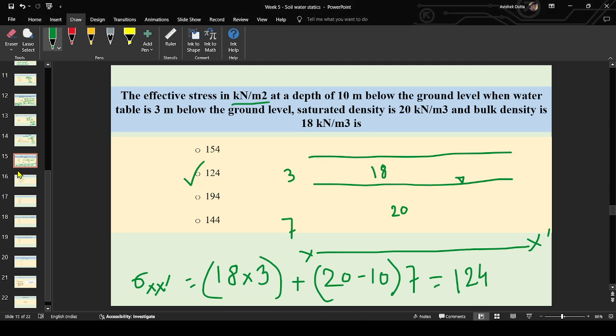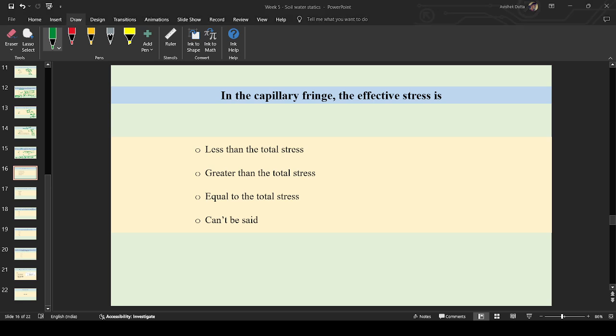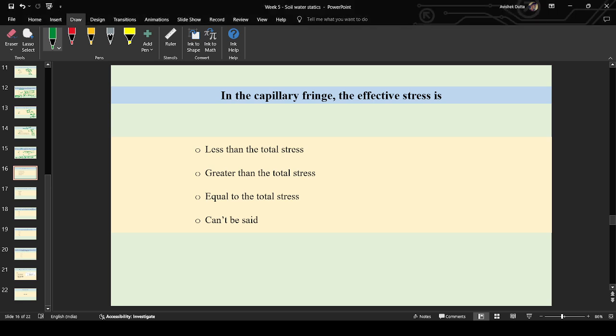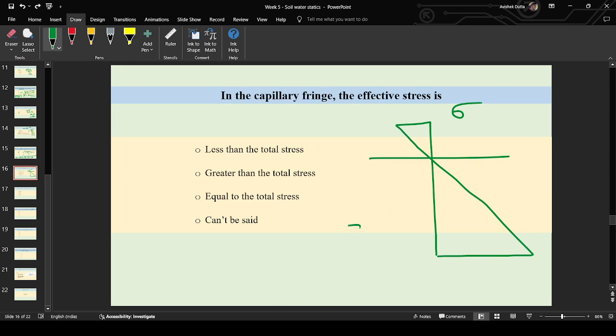Next question. In the capillary fringe, the effective stress is, what is the answer? I have told you, for a constant value of normal stress. Option B, sir: greater than total stress. Very good. Suppose here we have sigma, and here also we have sigma.